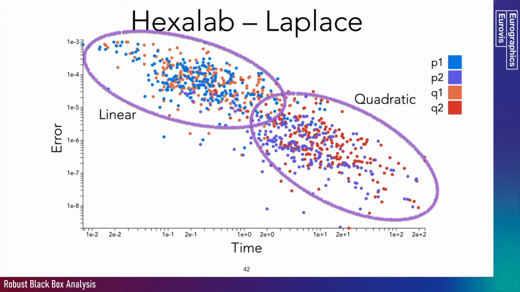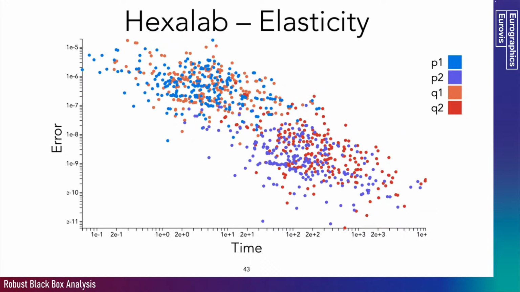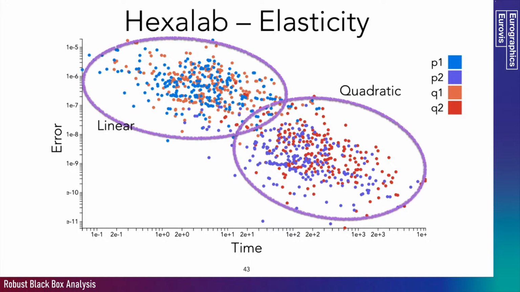And this is exactly the same for the elasticity example. Here we have some linear and quadratic elements. Again, they're kind of separated. The linear are performing less well, while the quadratic are performing better. But again, there is no clear distinction between violet and red dots. And again, these plots are just showing error versus time. So these are the perfect meshes. Even for perfect meshes, there is not much difference.